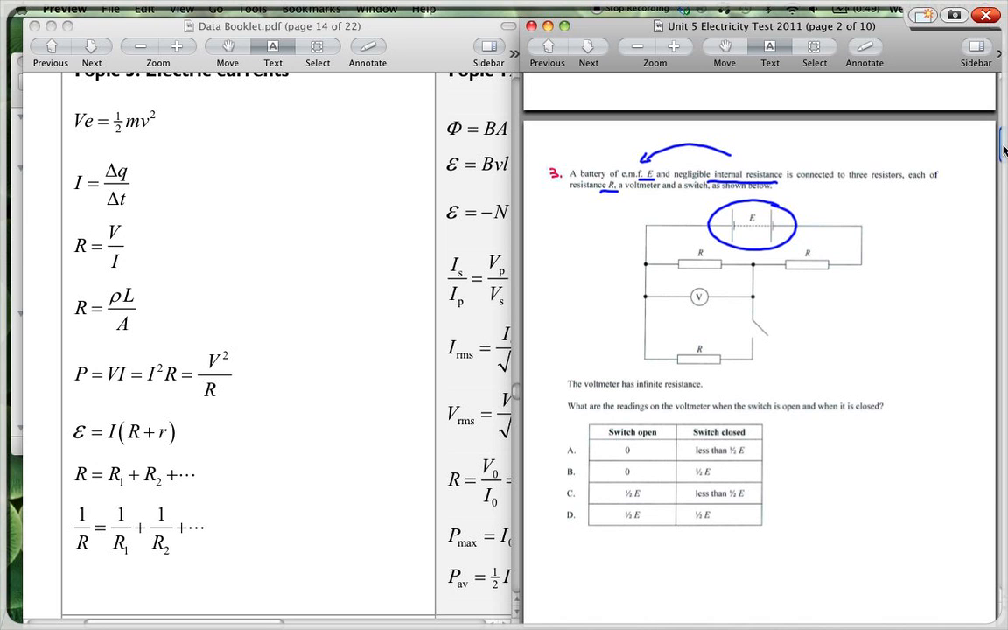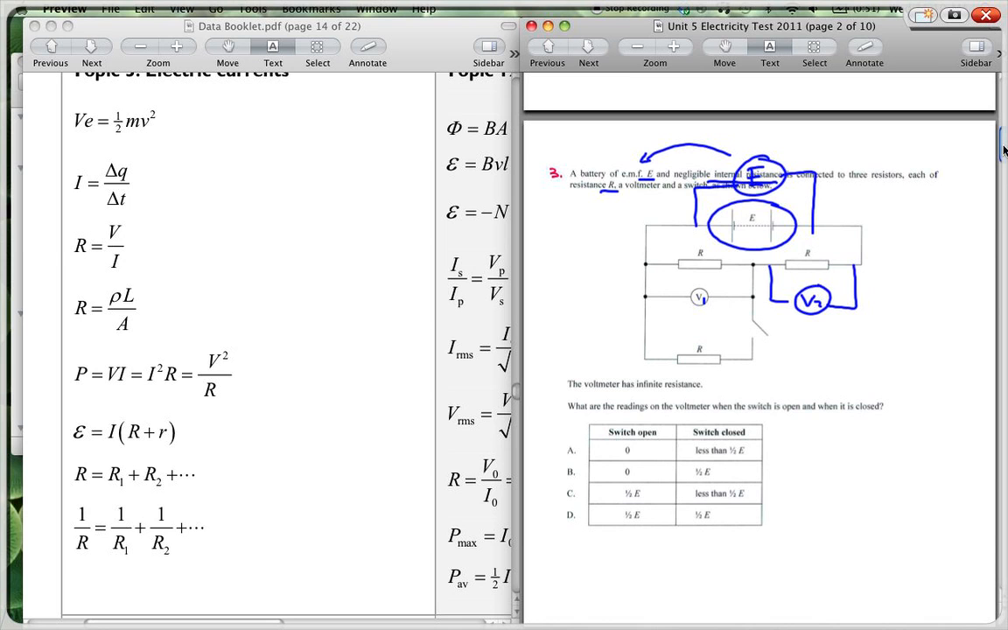So the electrical potential energy loss within the circuit must equal that E. So if I've got a voltmeter there, let's call that V1, and another voltmeter there, V2, that would add up to your voltmeter reading across your cell, which is equal to E.